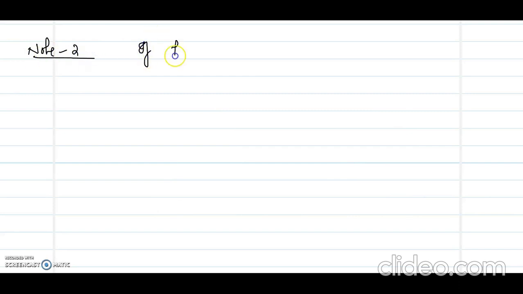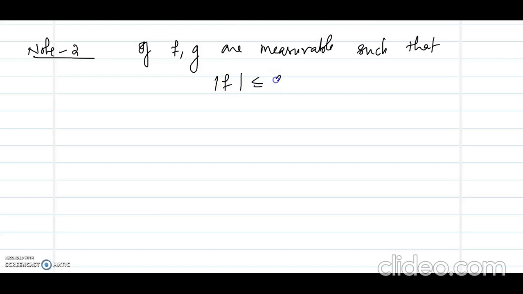The next result is, if f and g are measurable such that mod f is less than or equal to g, where g is integrable, then f is also integrable.